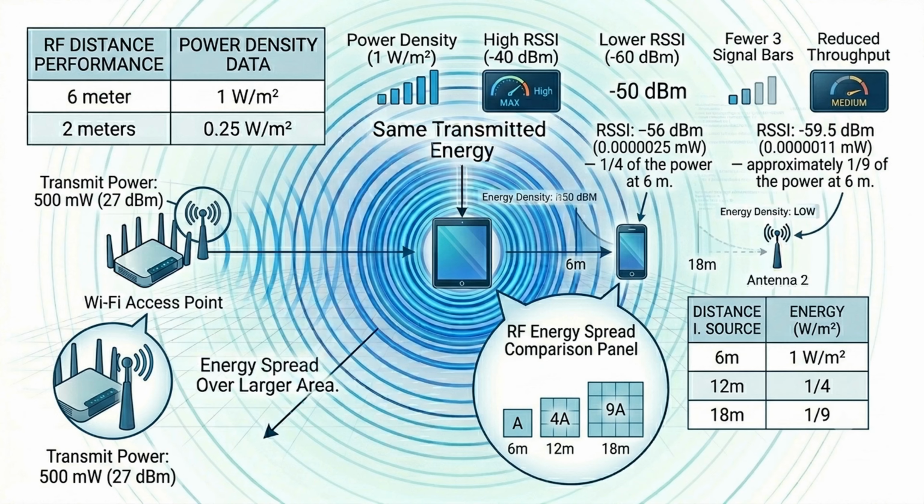As you move further away from the access point, the RSSI continues to drop. When you reach 12 meters, you would expect to only see 1/4 of the radiation that you saw at 6 meters, -56 dBm or 0.0000025 milliwatts. If you travel out to a distance of 18 meters, at 3 times your initial radius, you expect to see only -59.5 dBm or 0.0000011 milliwatts as RSSI. That is about 1/9 of the intensity measured at 6 meters.